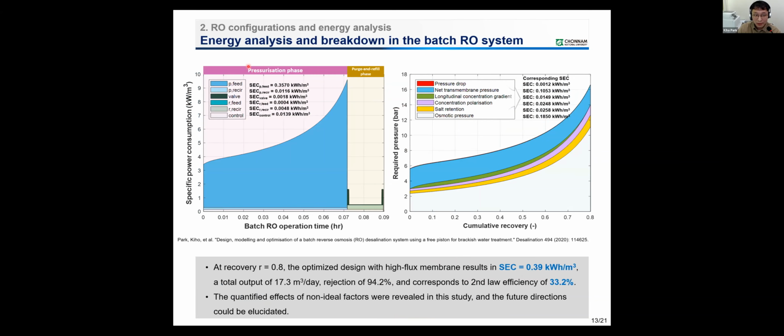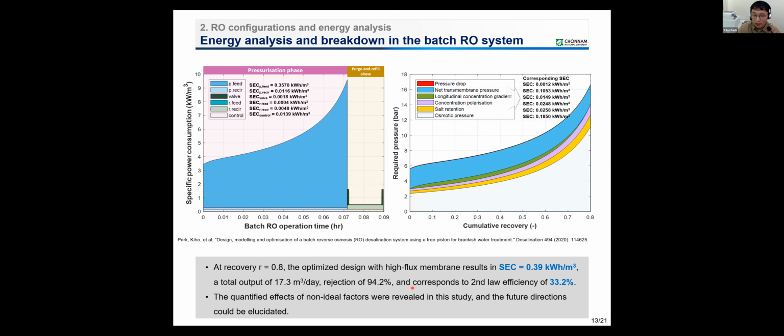This is the energy analysis and breakdown data in the batch RO system. The batch RO system operates in two phases, the pressurization phase and the purge and refill phase, so energy consumption arises in each phase. The results show that at 80% recovery and 3 grams per liter feed concentration in brackish-water desalination, using the optimized design, the energy consumption is approximately 0.39 kilowatt-hours per cubic meter.